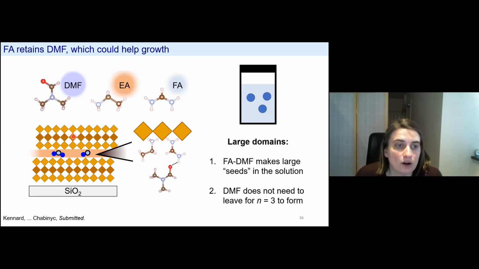Why are they all oriented like this? Well, if you have a large, extending layer of this 2D sheet, it's more favorable for it to sit parallel to the substrate than for it to sit like this. Also, DMF doesn't need to leave the phase for an N3 perovskite to form. So it doesn't need to interrupt the stacking to leave.